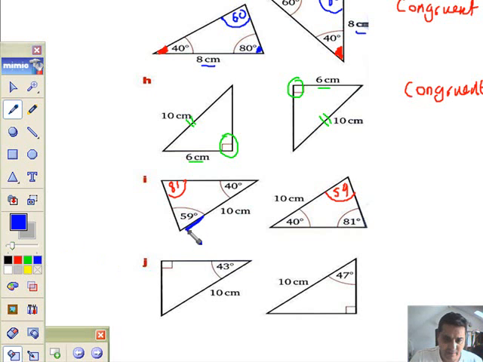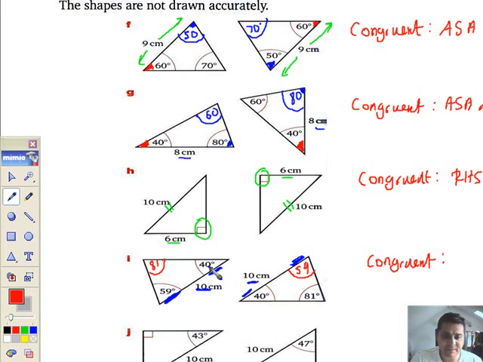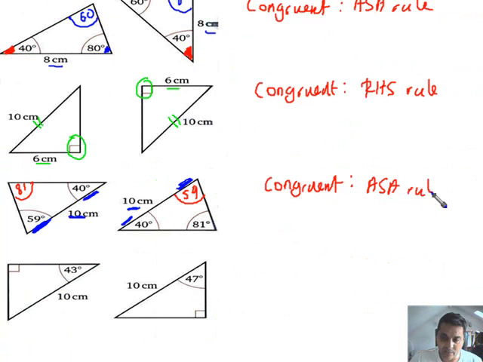Look at it carefully. 59, 10, 40. Look at this side. 59, 10, 40. I've got an angle, side, angle rule. Therefore these two triangles are congruent. One more time. Angle, side, angle. 59, 10, 40. Over this side, 59, 10, 40. Angle, side, angle. So they are congruent. ASA rule.